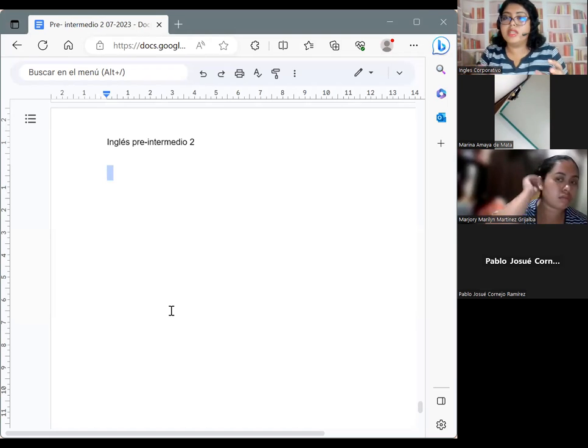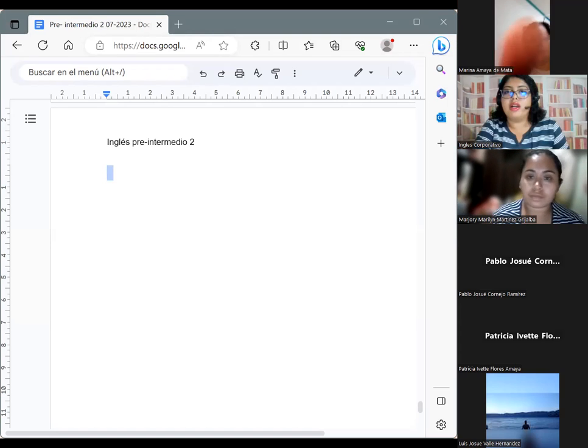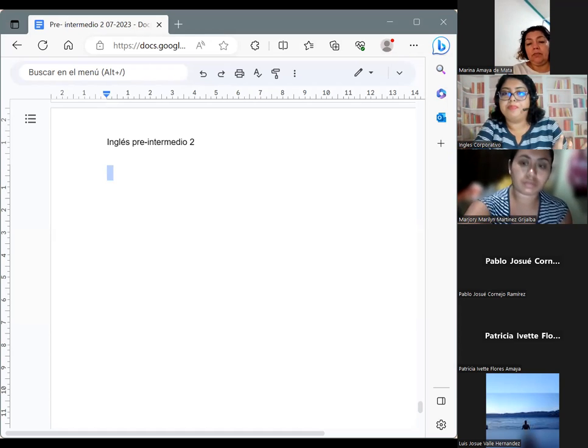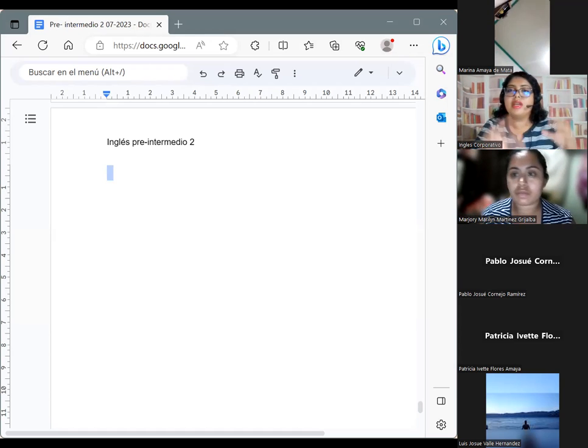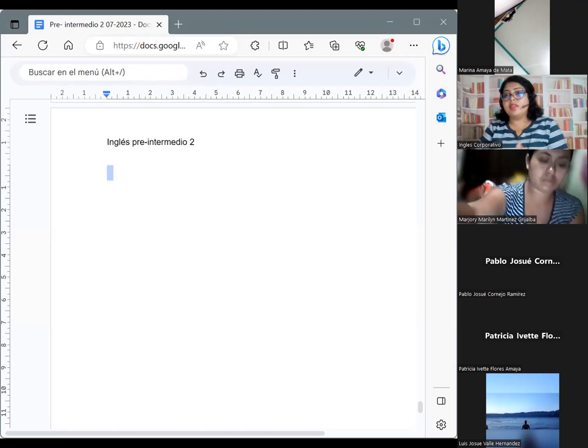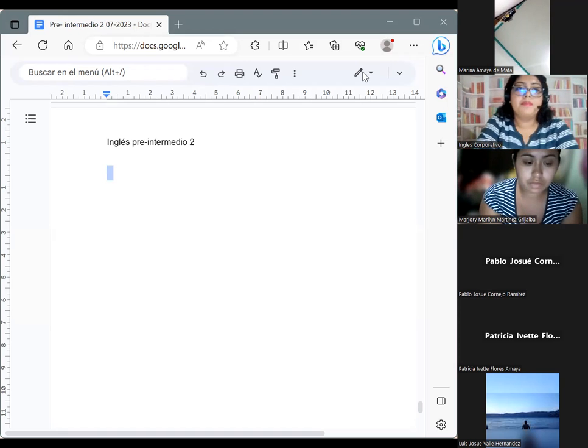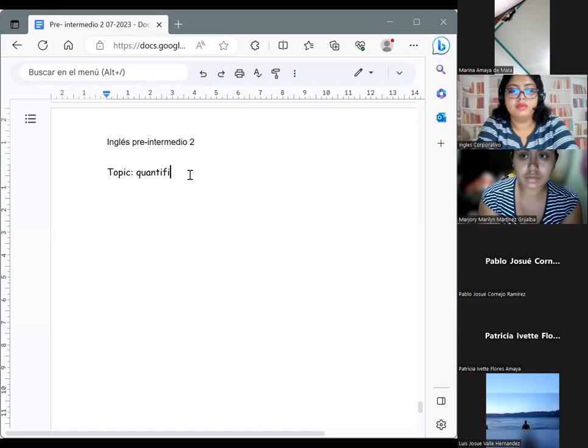So we are going to continue with this kind of topics that are part of the grammatical issues or the grammatical things. So we are going to talk about this topic that is called quantifiers. We are going to know what the quantifiers are. We are going to see some examples. We are going to learn how to place these quantifiers in a statement. We are going to see what is the importance of these quantifiers.